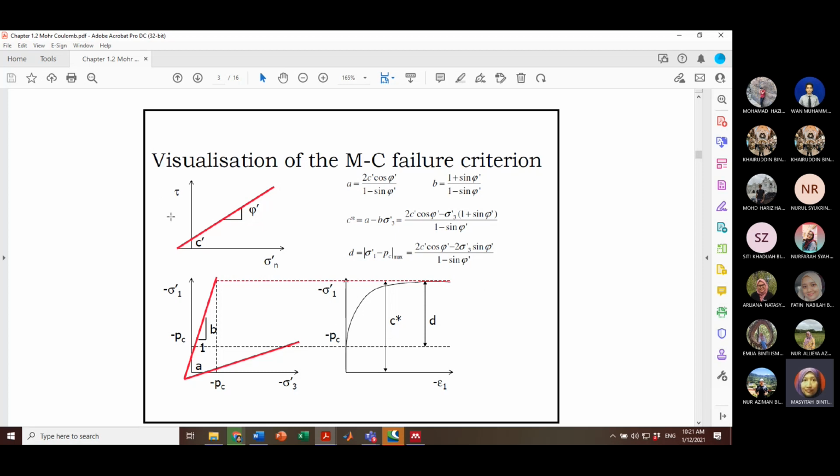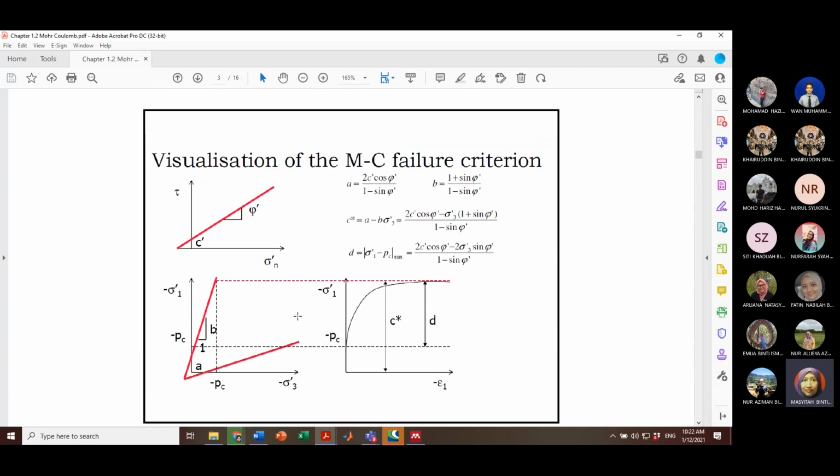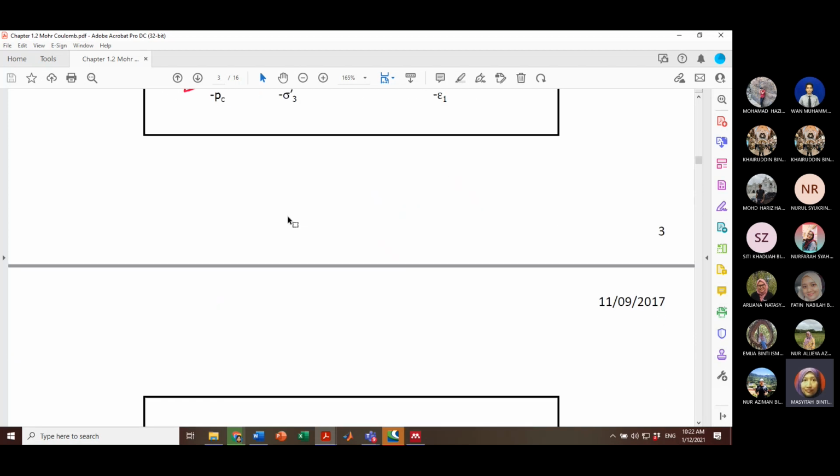And the important part is how it is derived from the shear and normal stress relationship. From the beginning, A is derived as 2c' cos φ' over 1 minus sin φ', and meanwhile B is 1 plus sin φ' over 1 minus sin φ'. This B is similar to the coefficient of lateral earth pressure equation. Okay, this is just the formula, how it visualizes the failure criterion for you.